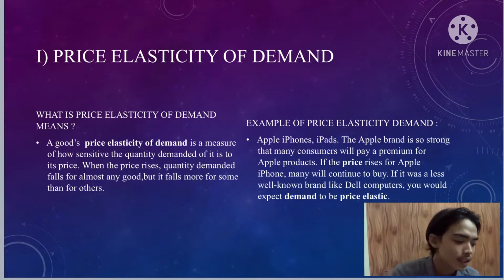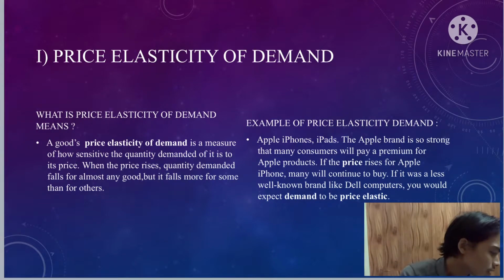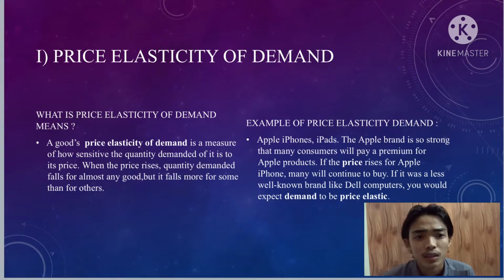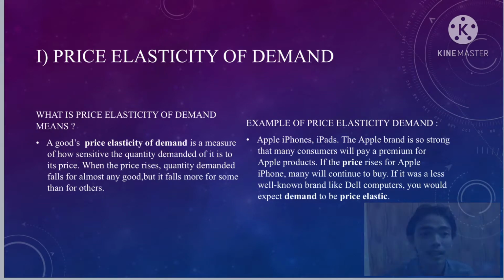Elasticity of demand is the percentage change in quantity demanded divided by the percentage change in price. For example, Apple iPhones and iPads: the Apple brand is so strong that many consumers will pay a premium for Apple products. If the price rises for the Apple iPhone, many will continue to buy. If it was a less well-known brand like Dell computers, you would expect demand to be price elastic.